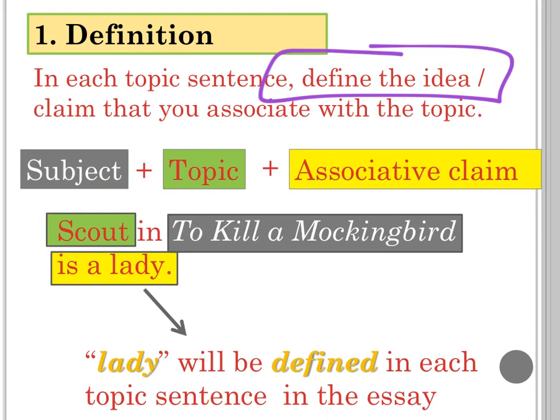And so what they're going to do is define this idea of lady in their essay. So we'll see different definitions in each paragraph. In paragraph 1, they think a lady is somebody who behaves this way or does these things. In paragraph 2, a lady is also somebody who does these things or behaves these ways. So this is a really good option for an essay. So when you choose a character, when you choose a setting, when you choose to write about an object, you can always approach it through the lens of definition.